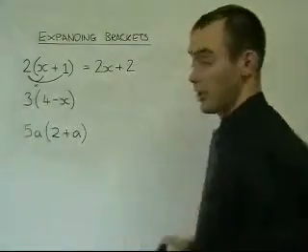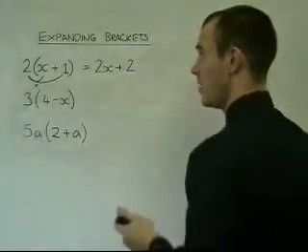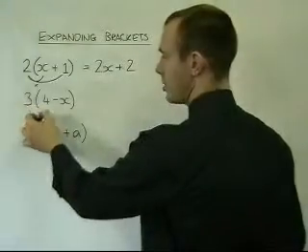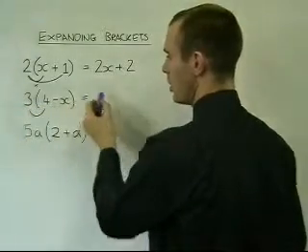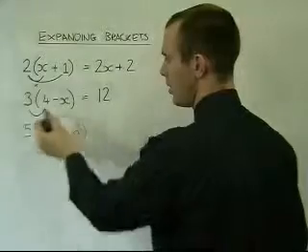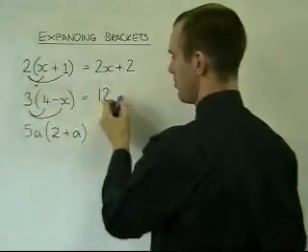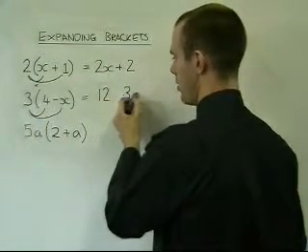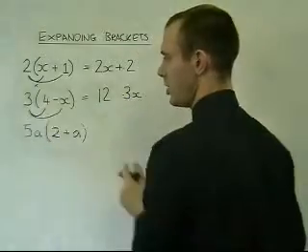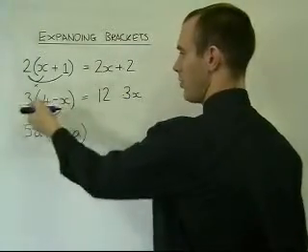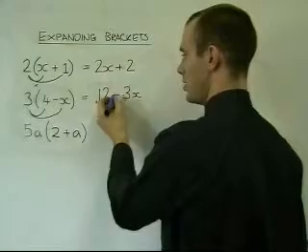Next question is a little bit different because there's a negative sign in there, but the method is the same. 3 times 4 equals 12, and 3 times x equals 3x. The sign in between this time is negative, so 3 times negative x is negative 3x.